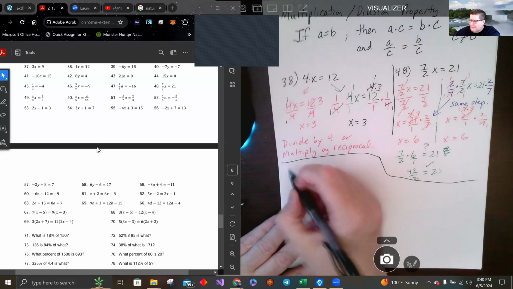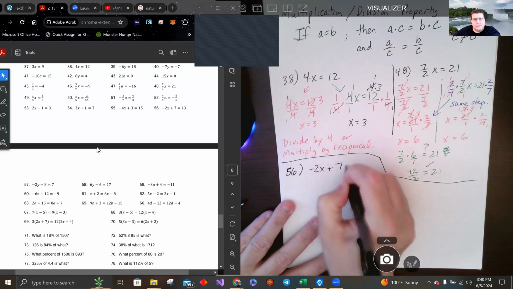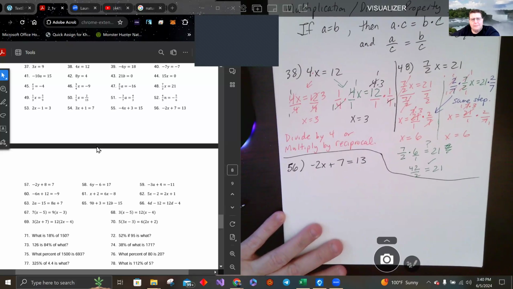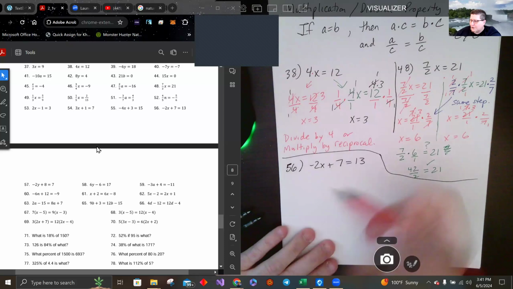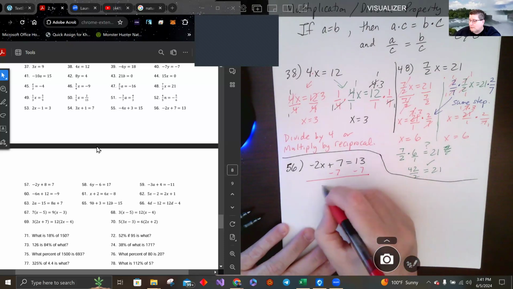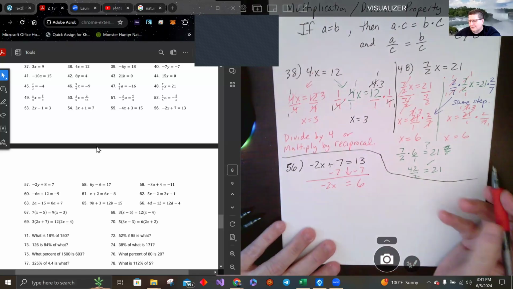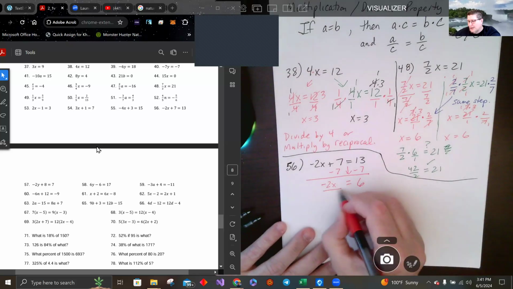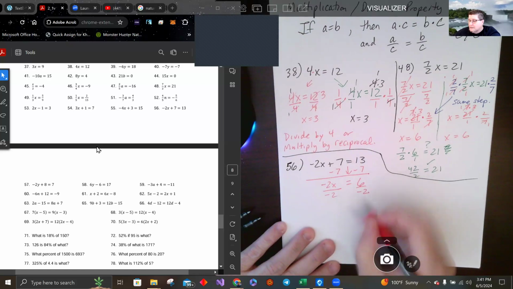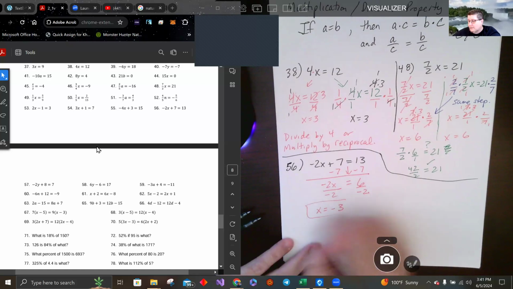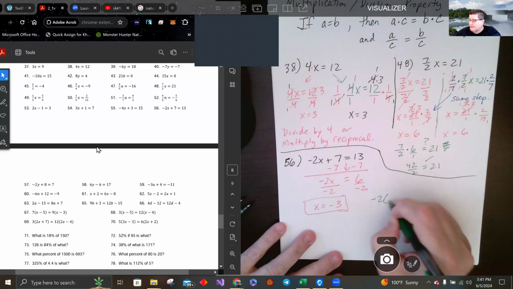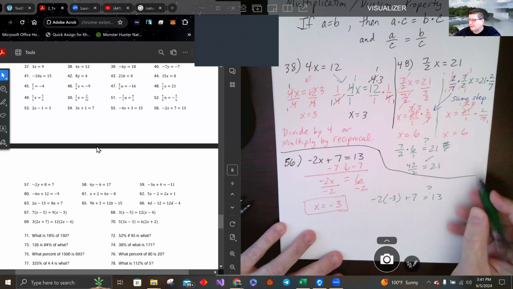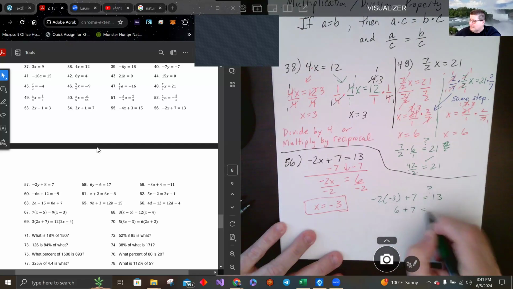Let's start off with a simpler one, like 56. Ideally, it's easier if you do the addition and subtraction first when you're trying to get rid of the other stuff. We're trying to isolate x by itself, remember? So I'm going to do the opposite of addition first, which is subtraction. And 13 minus 7 is 6. Then I'm going to divide both sides by -2. Make sure you don't forget the -2. 6 divided by -2 is -3. Does that work? -2 times -3 plus 7: is that 13? -2 times -3 is 6. 6 plus 7 is indeed 13.